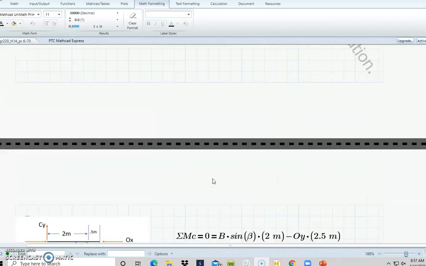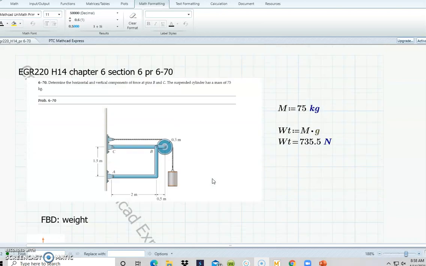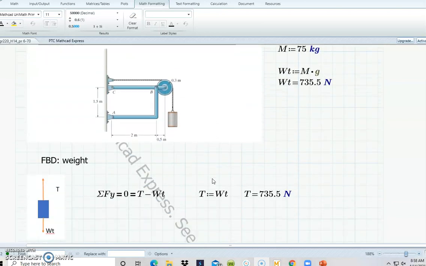So that's a good one. Not too hard, but lots of good things to go back and review in it.